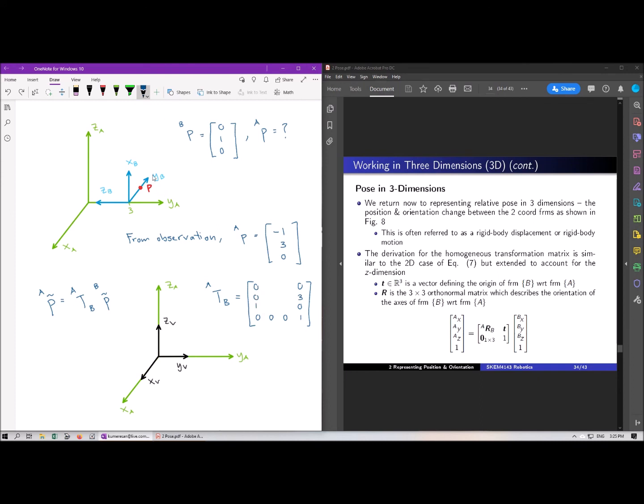What is YB? The second column describes the unit vector YB. So YB is pointing in the minus x direction. So it is 0, minus 1, 0. What is ZB? Here, the third column represents ZB hat, the unit vector. So it is pointing in the negative direction of YA. Therefore, it is 0.